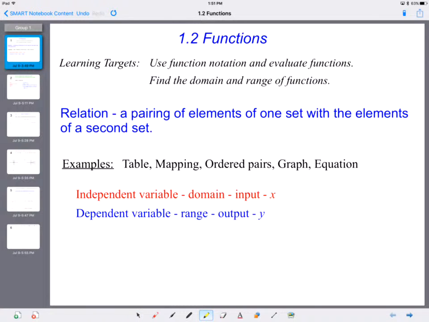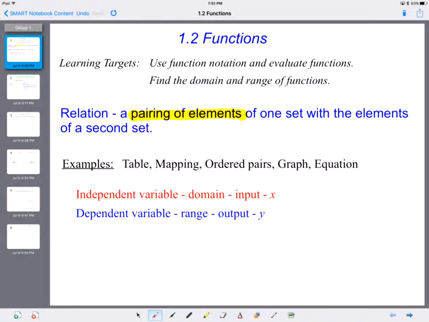A relation is just a pairing of elements of one set with the elements of a second set. We have a lot of different relations, but our main focus today is going to be on functions. We can give examples of these by tables, mappings, ordered pairs, graphs, and equations. We want to talk about independent variables and dependent variables.